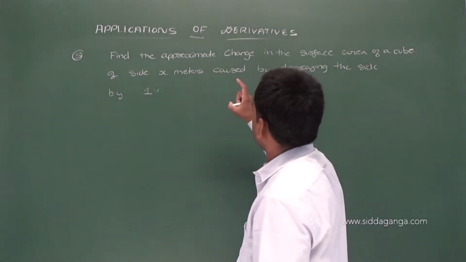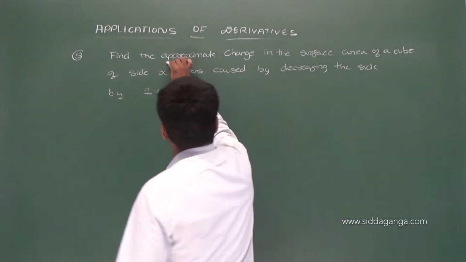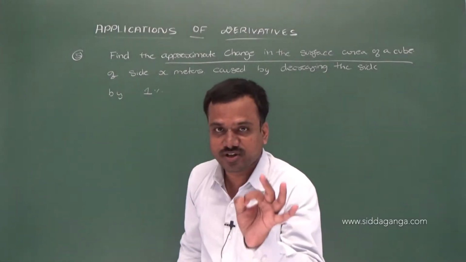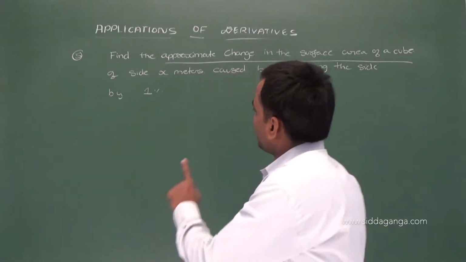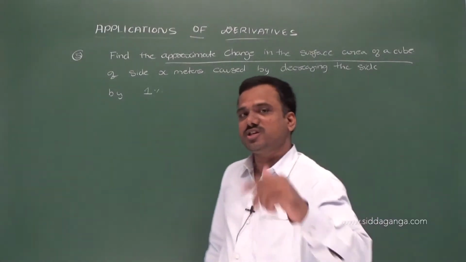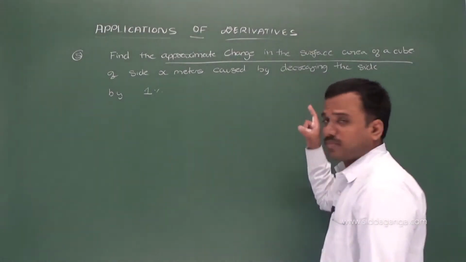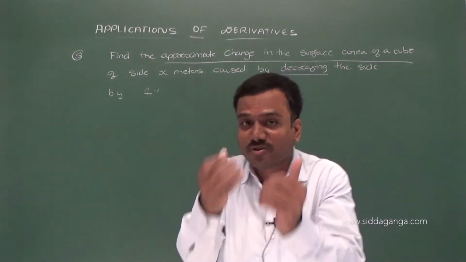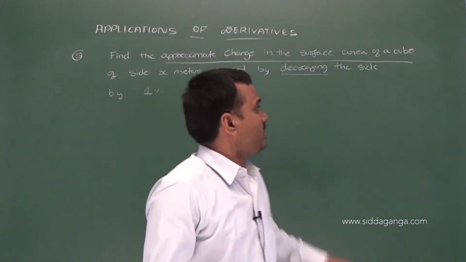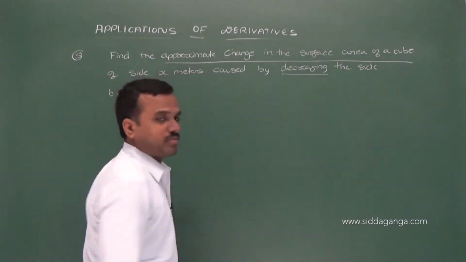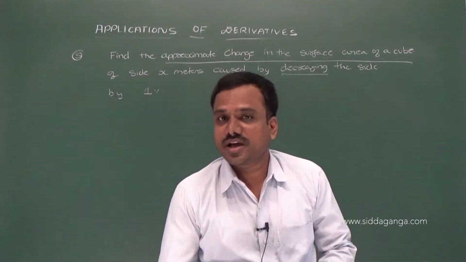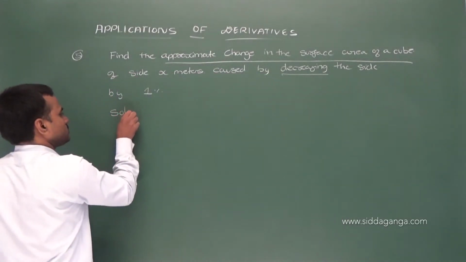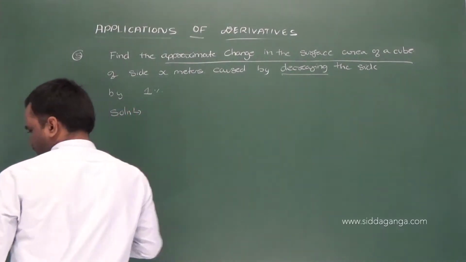Find the approximate change in what? Surface area of a cube. We want what? Surface area of a cube of side x meter. Here also the edge is x meter. Caused by decreasing means we have to take the negative value. Decreasing the side by what? 1%. Solution.